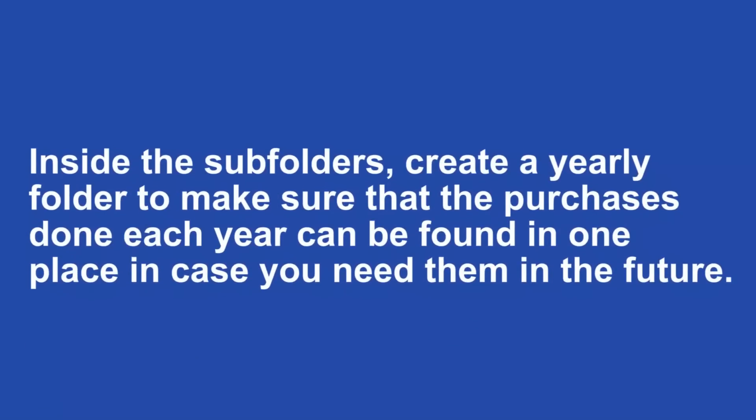Inside the subfolders, create a yearly folder to make sure that the purchases done each year can be found in one place in case you need them in the future. So in the subfolder of the supplier ABC Suppliers Limited, you create a yearly folder like 2019, 2020, 2021, 2022. Then you drop the invoices or receipts accordingly, scan and upload them, or copy and paste them, or cut and paste them, however, inside those yearly folders. So anytime the taxman or the bookkeeper or an accountant asks for it, it is there. Just send them the link, or download and upload, or however you send them by email. That's how simple it is.